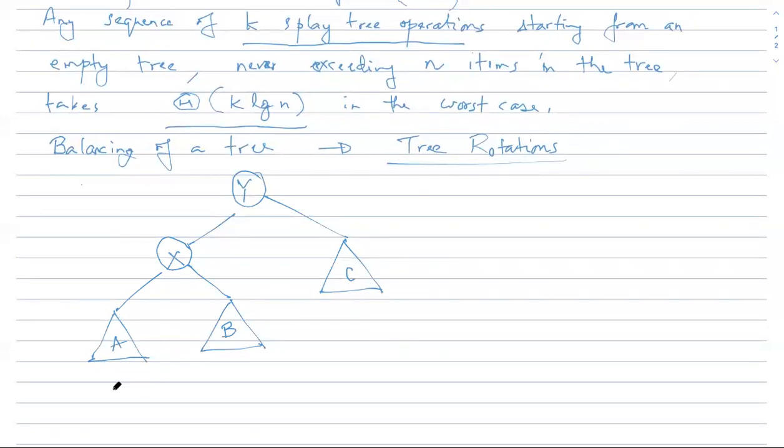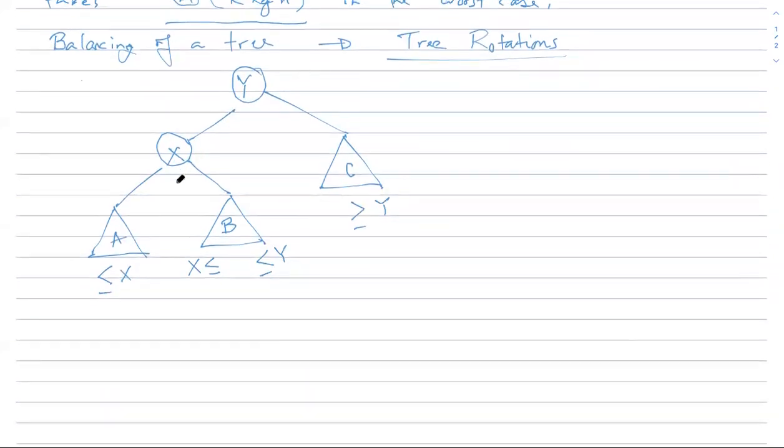So what can you say about this? Clearly the keys in subtree A are all less than the key of X. Let's say X represents the key stored in the node, and likewise, although we are calling it node Y, it represents the key Y. Here C is going to be greater than Y. So we can say A is less than or equal to X, and C is greater than or equal to Y. And B is going to be greater than or equal to X because it's on the right side of X, and less than or equal to Y because it is on the left side of Y.